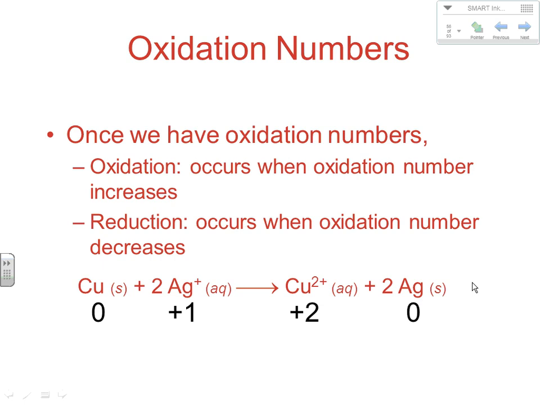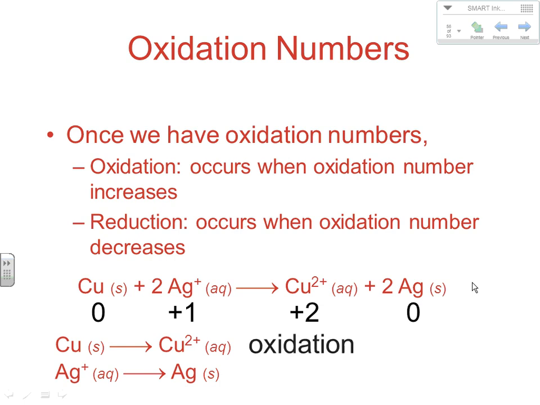Notice we're not really worried about what the coefficients are here. We're looking at the species themselves: copper, Ag+, Cu2+, and Ag. Those would be your oxidation numbers. Now, if you apply what we just looked at above, what's being oxidized and what's being reduced? Well, copper is going to Cu2+, and when it does that, its oxidation number is going up, 0 to +2. That's oxidation. Silver ions are becoming silver metal, so you're going from a +1 to a 0. They're going down, they're being reduced. That's reduction. So when you assign oxidation numbers, it's really easy to see what's being oxidized and what's being reduced.